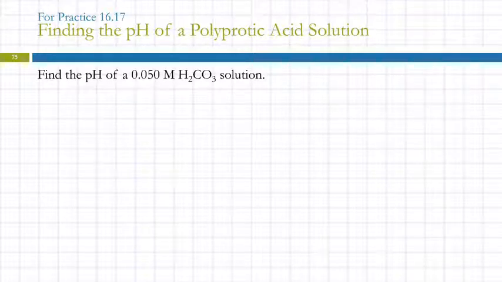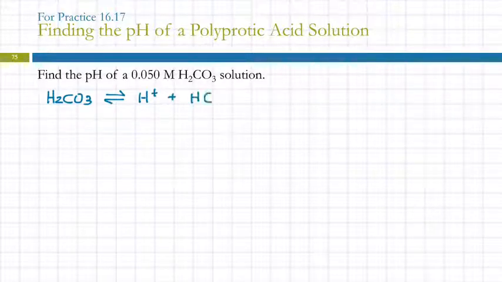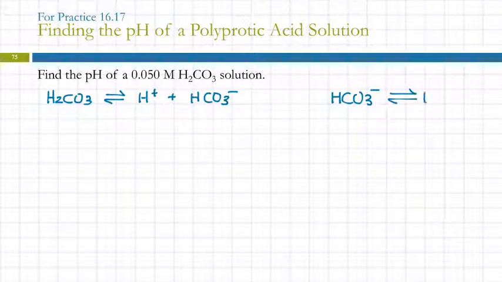Find the pH of a 0.050 molar carbonic acid solution. Well, what do we have going on here? Let's look at both of the steps. We have H2CO3, and that's going to form hydrogen ions and hydrogen carbonate ions. And then the second step is the hydrogen carbonate ions losing a hydrogen ion and giving us carbonate ions. Oops, that's a 3.